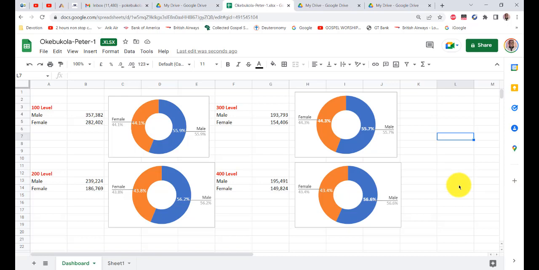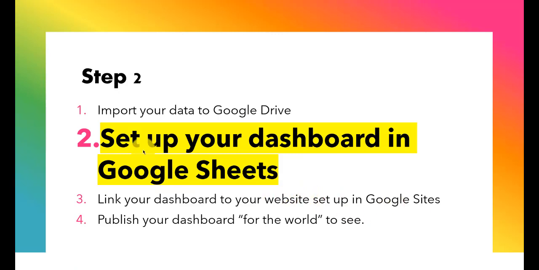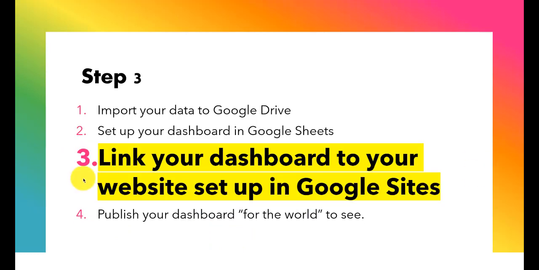So we have done this. We have constructed or developed a dashboard in Google Sheets. So what's next after step two? Step two is setting up a dashboard in Google Sheets, which we have done. So our step three or four is for us to link a dashboard to our website. Where's that website coming from? Well, the website we're going to set up in Google Sites. This is where it gets very, very interesting. So let's see how we will link a dashboard to our Google site.